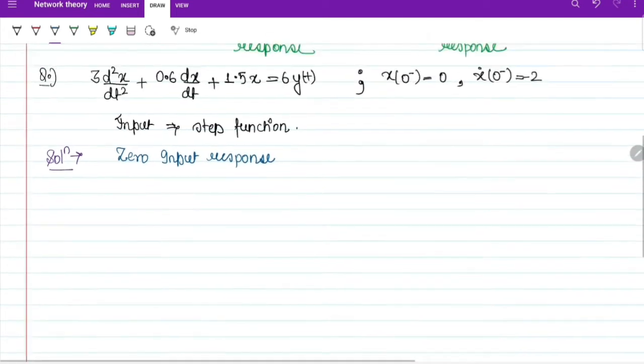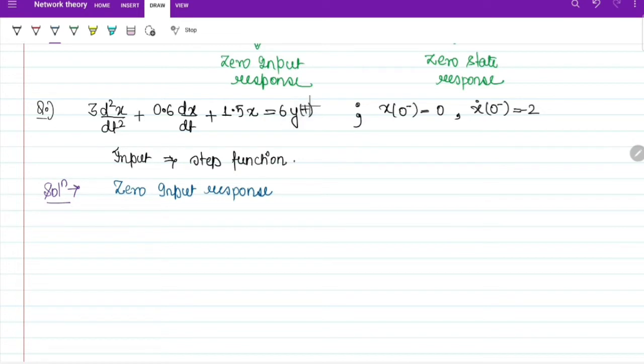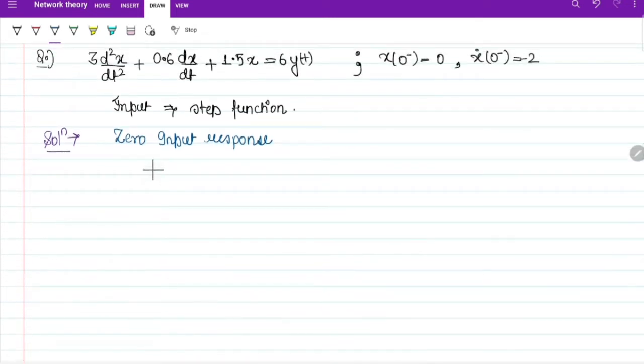Okay, so in this equation what is the input? That is y of t. So instead of using y of t we will put y of t as 0 because we need to find the response at zero input. So the equation will be 3 d²x/dt² + 0.6 dx/dt + 1.5x = 0. And it's better if we write x as x_zi, that is zero input.